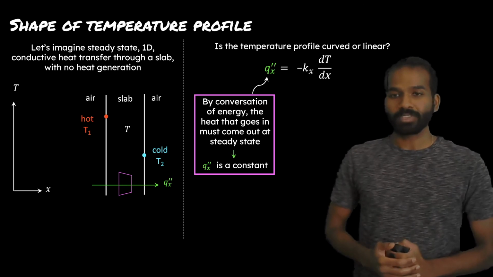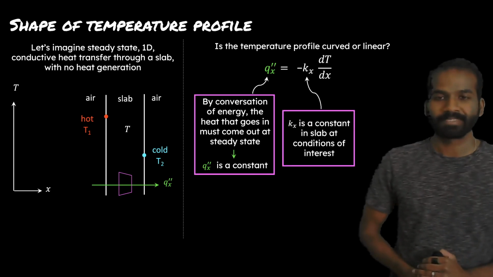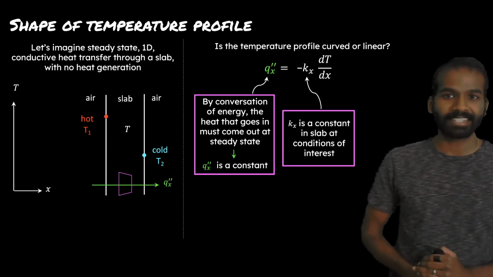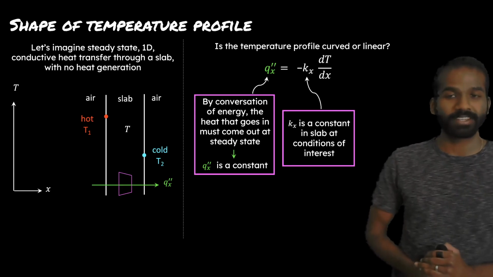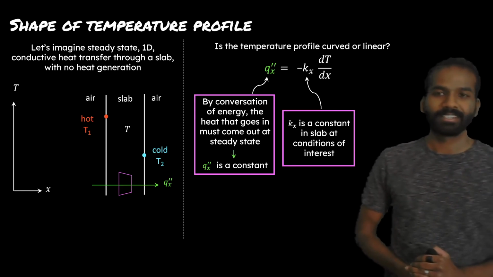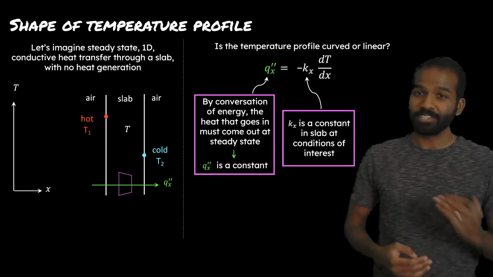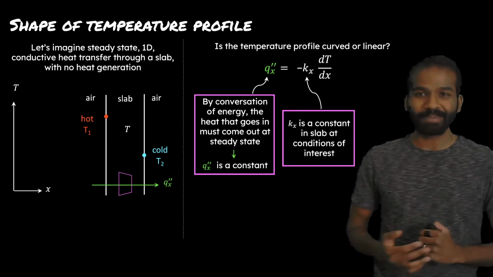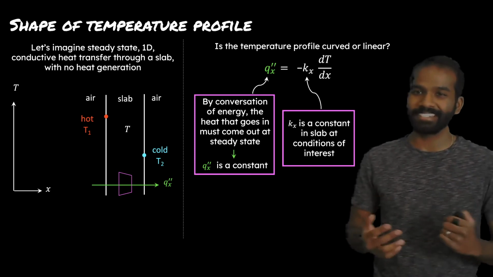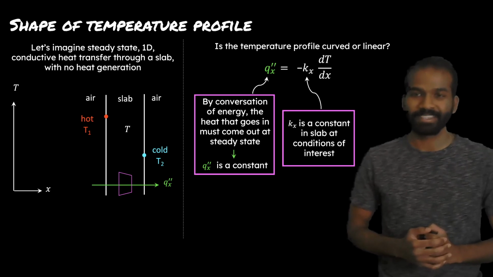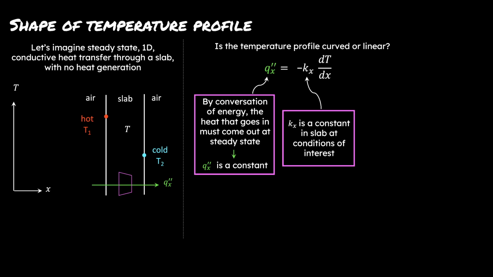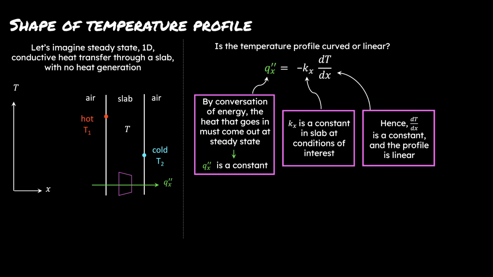We can then also think about Kx. We assume that Kx is a constant in the slab at the conditions of interest. What this means then is if Qx double prime is a constant and K sub x is a constant, the fate of dT/dx is sealed. dT/dx must then also be a constant, and the profile is then linear. We can sketch then this profile between the red dot and the blue dot. It's just a line.